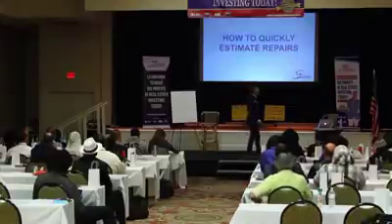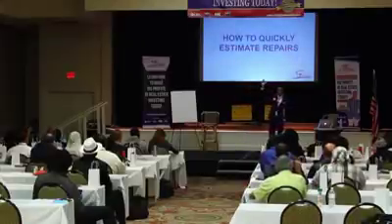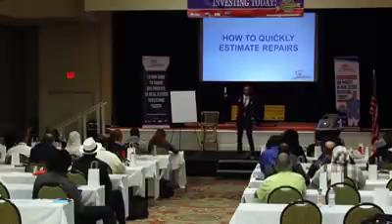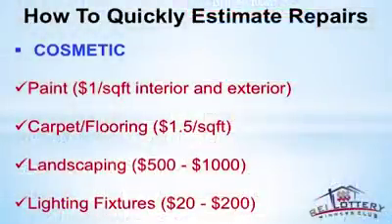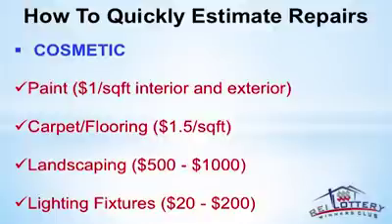All right. So y'all want to talk about how to quickly estimate some repairs and how I quickly do it virtually? All right, so how to quickly estimate repairs. Cosmetic. You might want to write it down or take a picture. Paint is usually $1 per square foot, interior and exterior. Carpet and flooring is $1.50 per square foot. Landscaping is generally $500 to $1,000. Lighting fixtures can range from $20 to $200, depending on how cheap your fixtures are.